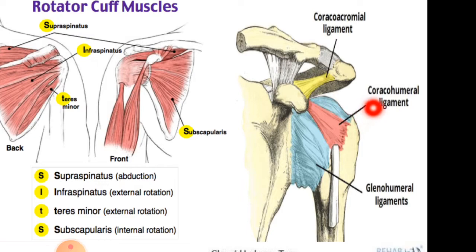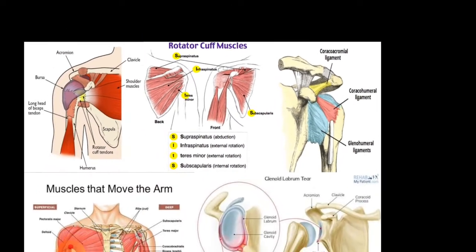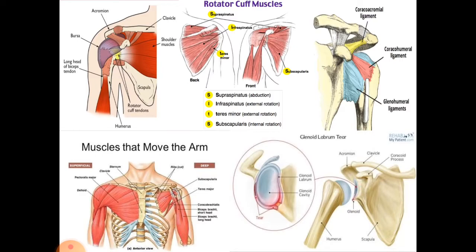Next, we have the coracohumeral ligament, and once again it arises from the coracoid process, and it inserts into the humerus. That's why we call it the coracohumeral ligament. Next, we have the glenohumeral ligament, and this arises from the glenoid cavity, and it inserts into the humerus. So these are some of the ligaments that are involved in the stabilization of the shoulder joint.